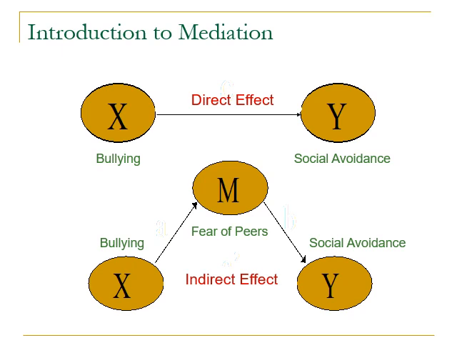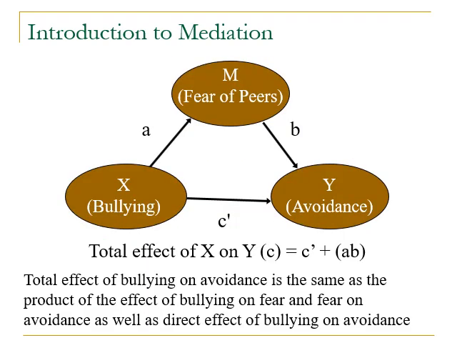So again, we would start with, is there a direct effect? Is bullying correlated with social avoidance? Is there an indirect effect? Is bullying related to fear of peers, and is fear of peers related to social avoidance? And then we want to ask what happens when we add the interaction into the mediation. In other words, we find an interaction, what's going on?